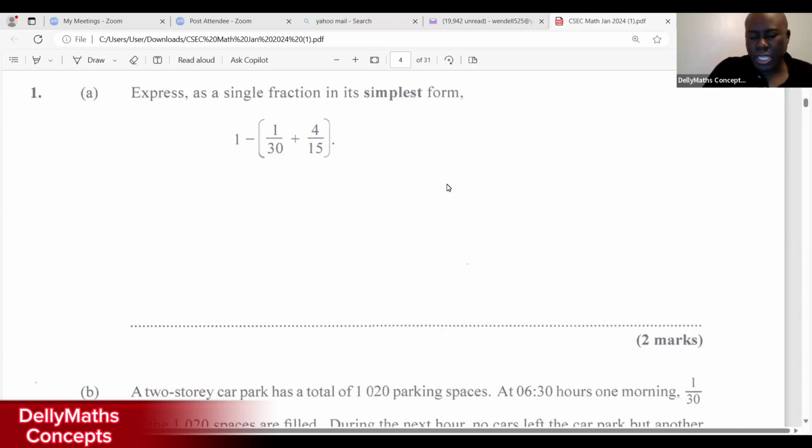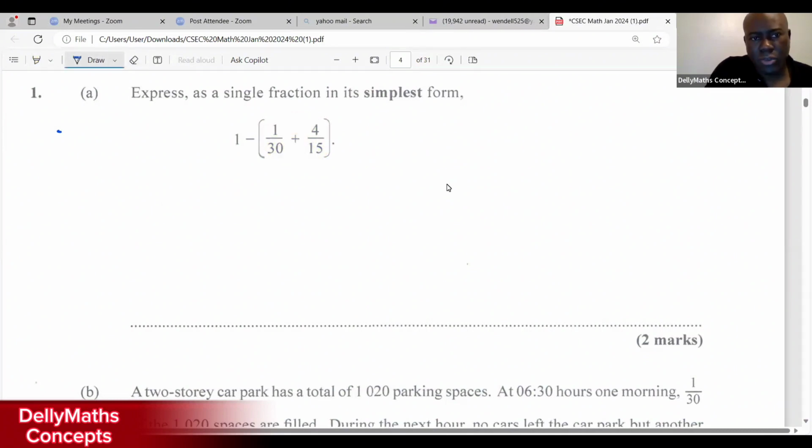All right, so let us take a look at question one here. It reads, expressed as a single fraction in its simplest form. So what we have is 1 minus, in bracket, 1/30 plus 4/15. Well, what we're going to do is simply focus on the part that is in the bracket first, right?